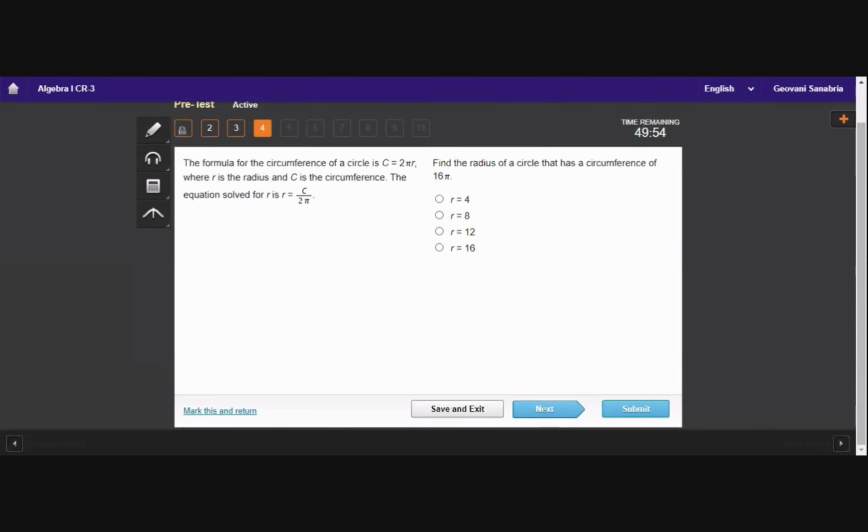Do you know what to do on this one or no? Is it the same kind of thing? No, this one's different. They give you something to plug in. So it says, oh, so I can put it either, it's R, I mean, it's 4, 8, 12, or 16.